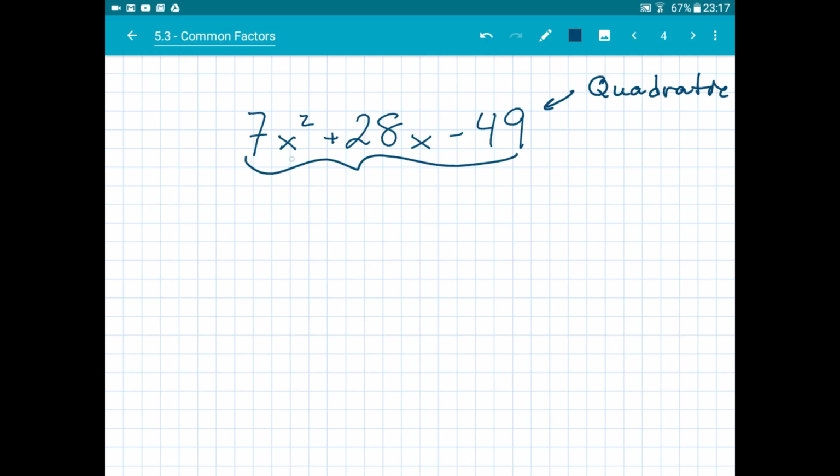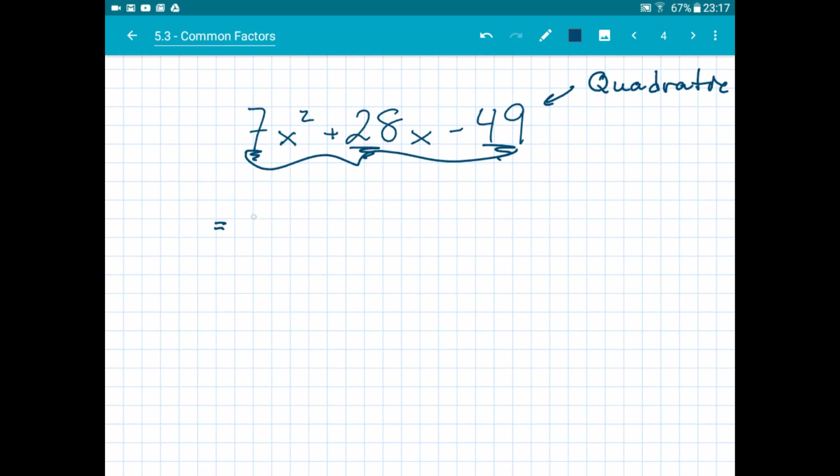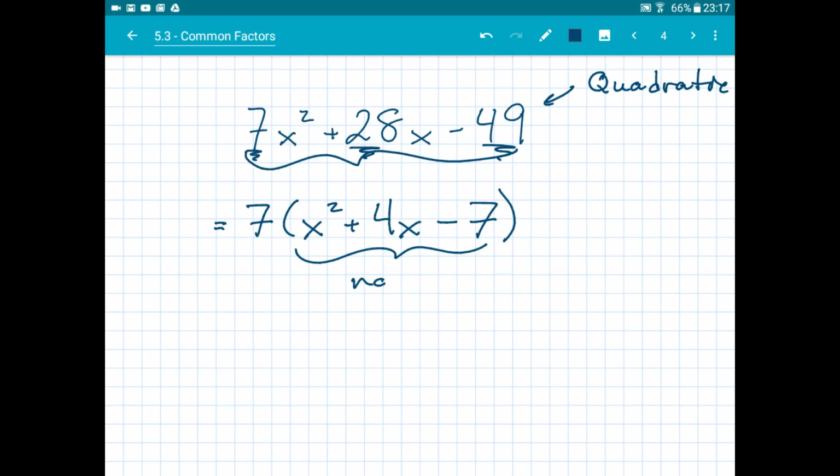So when we look at this, one thing that we notice is that all these numbers are divisible by 7. So that means we can common factor out a 7. You're left with x squared plus 4x minus 7. And then you look at this and you say, okay, there are no more common factors. Now there is a way of factoring that, but you can't use common factoring.